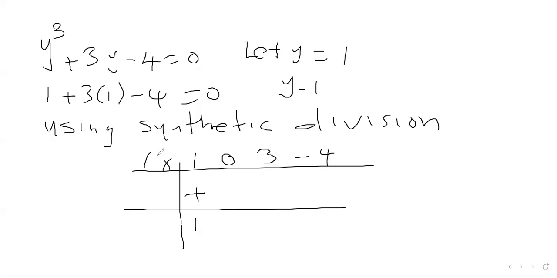Then we start: 1 times 1, the value is 1. 0 plus 1, the value is 1. 1 times 1, we are getting a 1. And then 3 plus 1, it's a 4. And then 4 times 1, it's 4. Now what is negative 4 plus 4? It's 0. So already that 0 there is the remainder. So these values now are the values for our second equation.